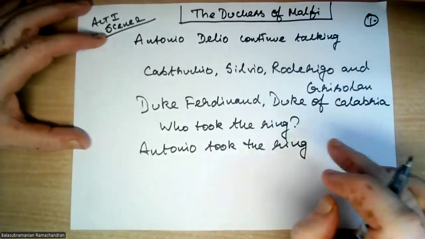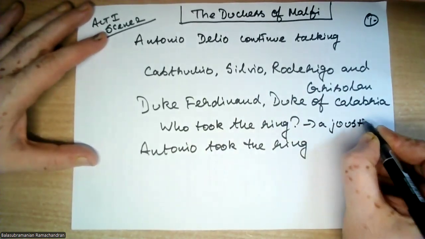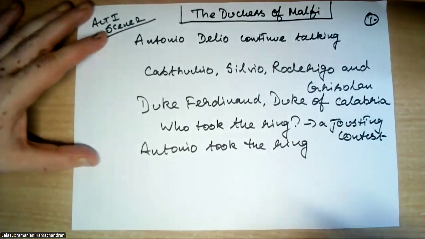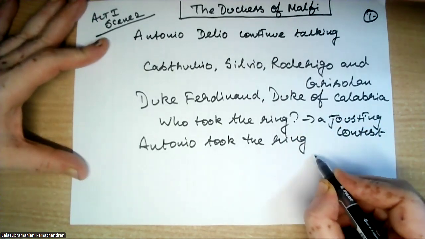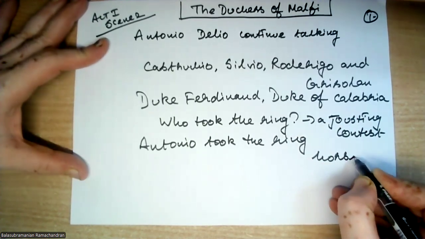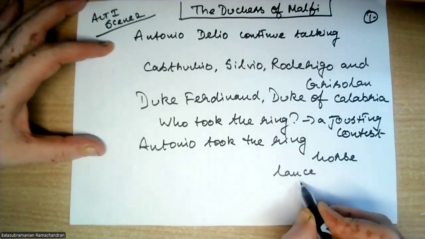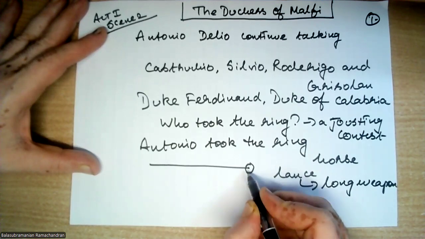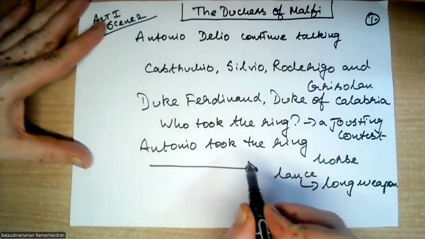Now, what is this ring? Taking the ring is actually a jousting contest. Let me tell you what exactly jousting is. This contest involved being on horseback. A rider had to ride a horse and sit on it with a lance. A lance is a long weapon, something like this. On the tip of the lance, you had to balance a ring while riding the horse. This is the contest that was held, and Antonio did very well in it.